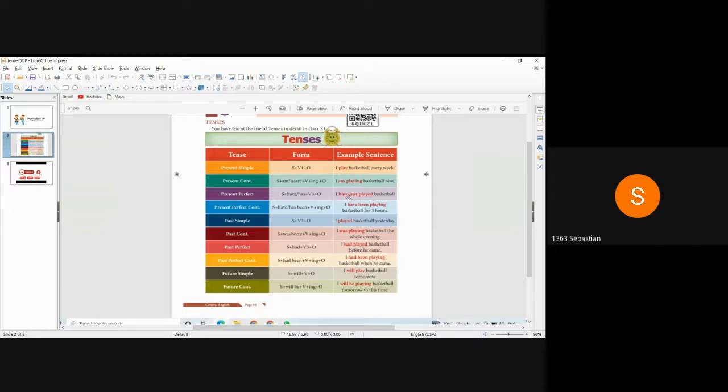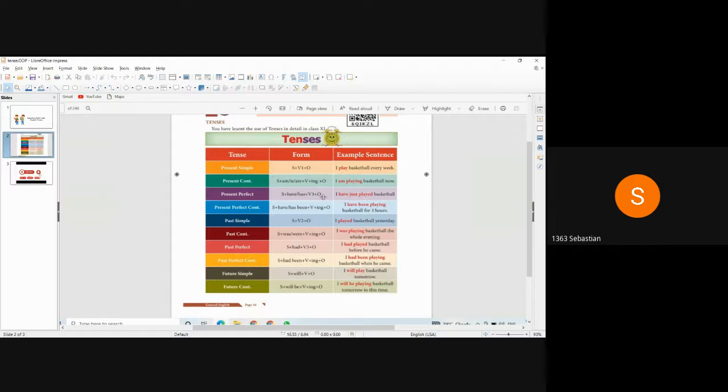Third person singular, we use the helping verb has. He has just played basketball. She has just played basketball. It has just played basketball. For third person plural, we use have. They have just played basketball.